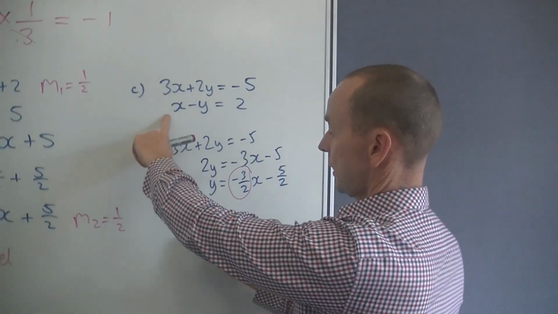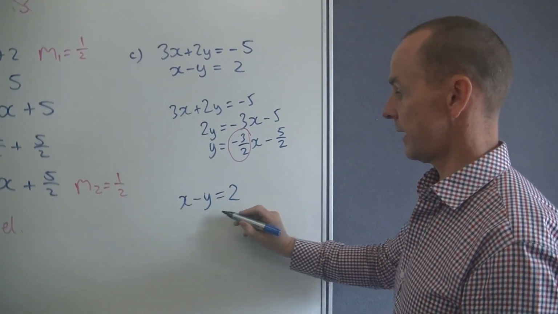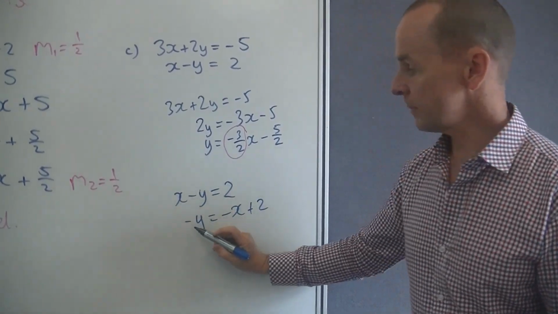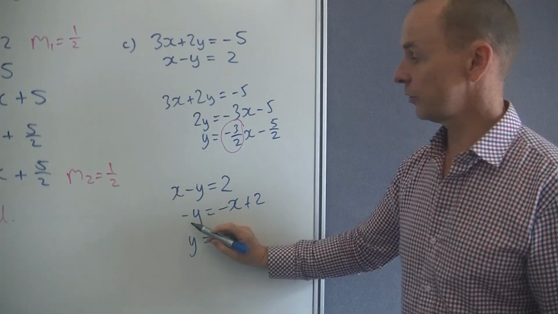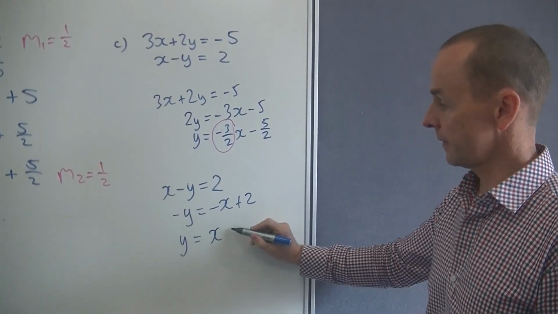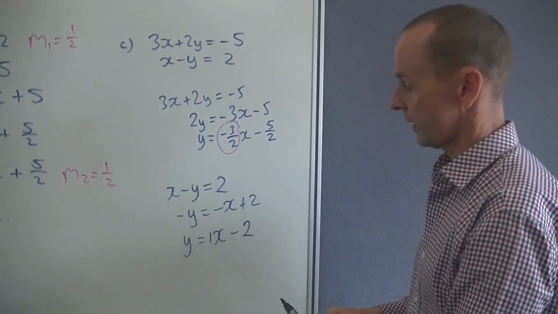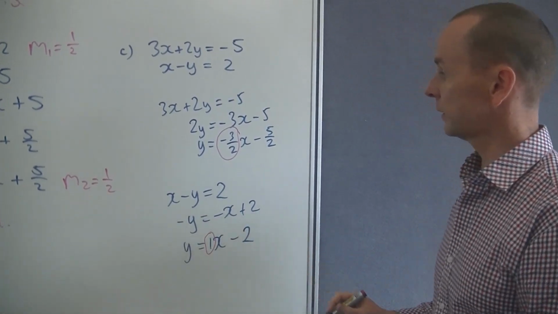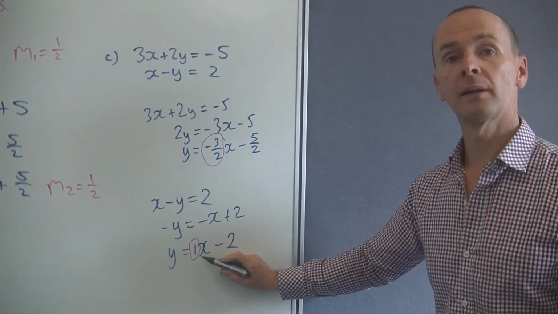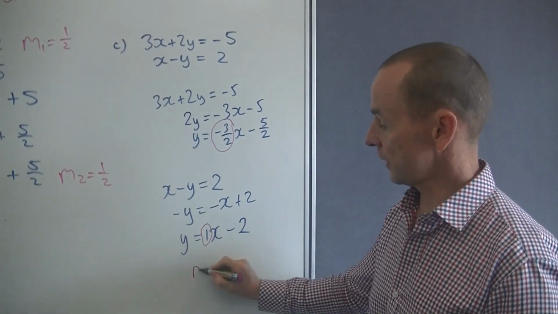Let's do the same for the next one. x minus y equals 2. So we'll get rid of the x, so we get minus y equals minus x plus 2. Now to get y positive, you need to multiply each term by -1. So this becomes positive, and this becomes negative. So what's our gradient here? There's really a 1 in front of the x. So our gradient is 1. So this time we've got, our gradient is minus 3 over 2. This one's 1. So neither rule, they're not the same, and they're not the negative reciprocal. So this one would be neither.